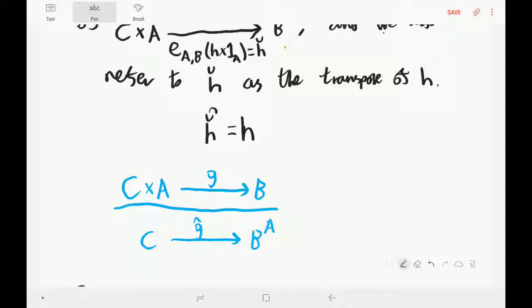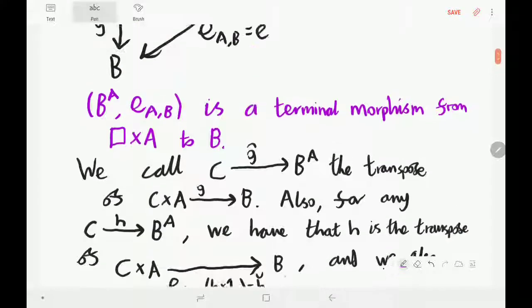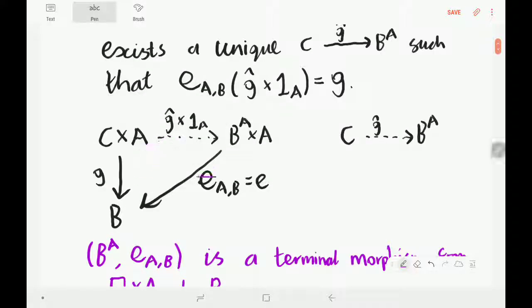I mean, it basically converts between them. So if we have an arrow g from c times a to b, then we can get this g cap, because this is a unique thing according to the definition of the exponential object, this unique arrow g cap from c to b to the power of a, with the property that it makes this diagram commute.